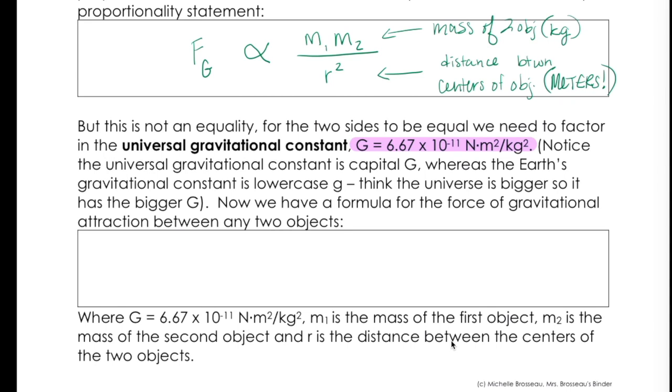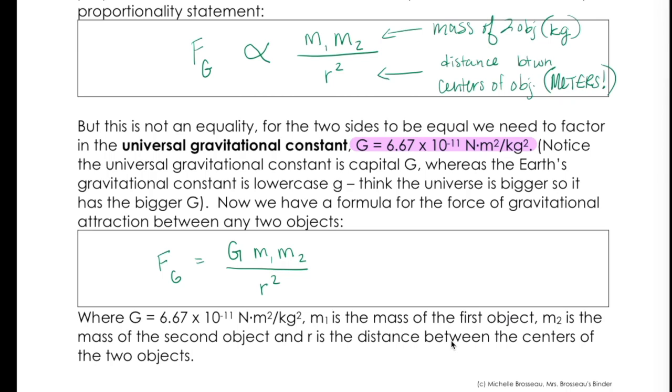There's a little note here that helps you remember the difference between the lowercase g and the uppercase G: the universe is bigger than here on Earth, so it gets the uppercase G. So the formula to calculate the gravitational force is F of g equals our universal gravitational constant, which is 6.67 times 10 to the negative 11th, times the mass of the first object times the mass of the second object, once again divided by the radius squared.